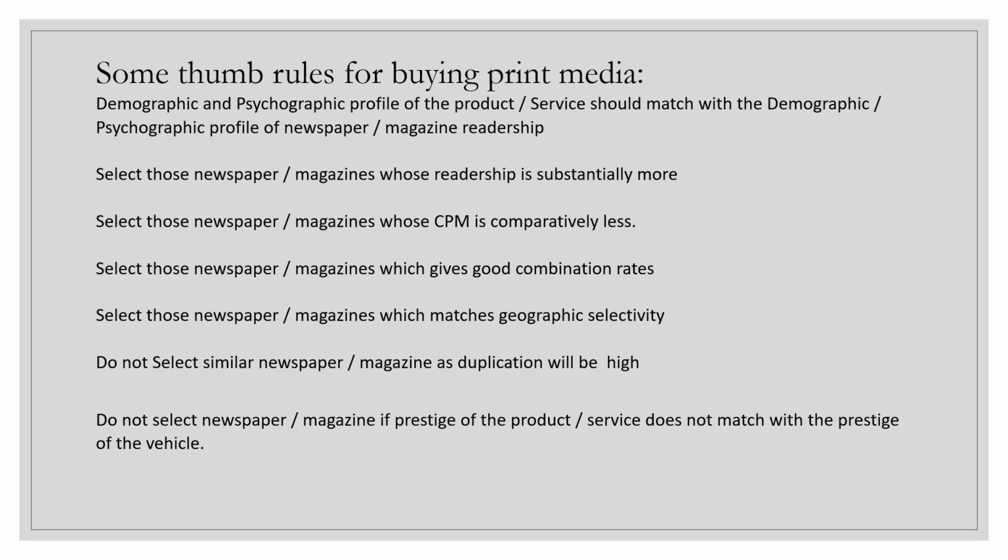Select those newspapers or magazines which match the geographic selectivity. So if you have an urban product, avoid rural newspapers or the local editions. Do not select similar newspapers or magazines because then duplication will be high. Okay, so you need to plan properly. Do not select newspapers or magazines if the prestige of the product or service does not match with the prestige of the vehicle.